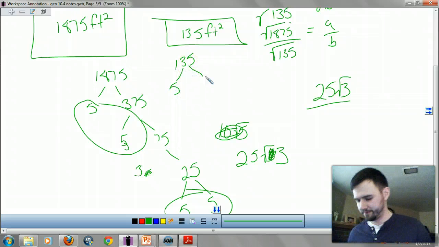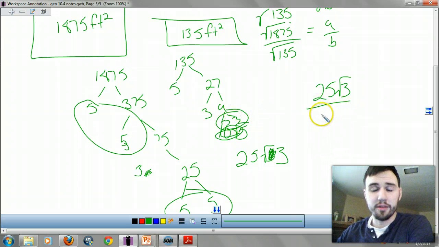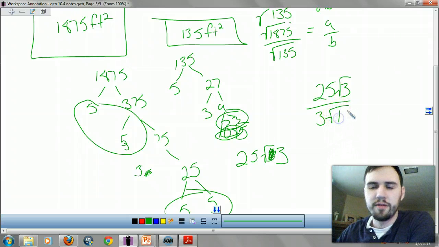5, 27, 3, 9, 3, and 3. The 3s make it out alive, don't they? Right? So you get 3 root 5. Oh, you want to get really fancy? 3 root 5 times root 3, right? These cancel. 25 over 3 root 5.